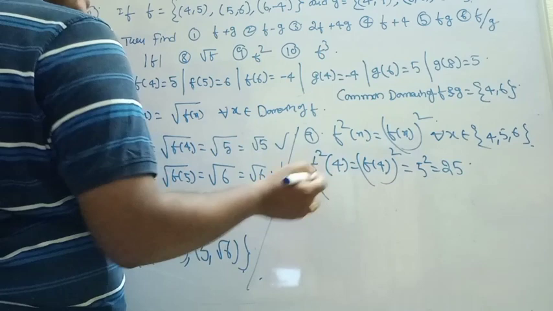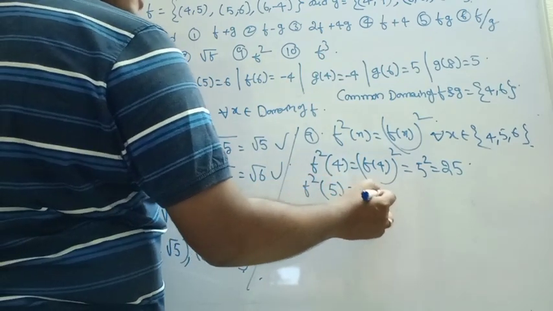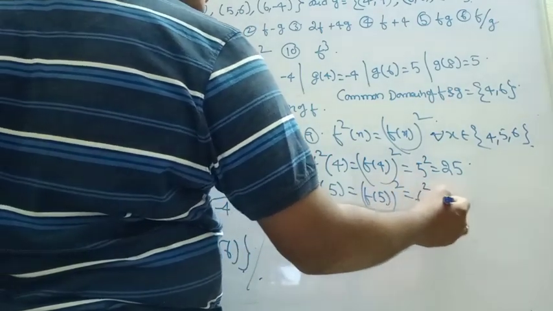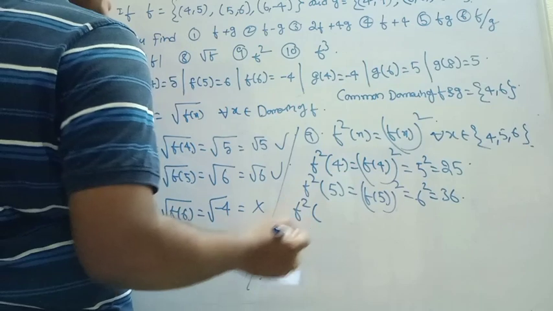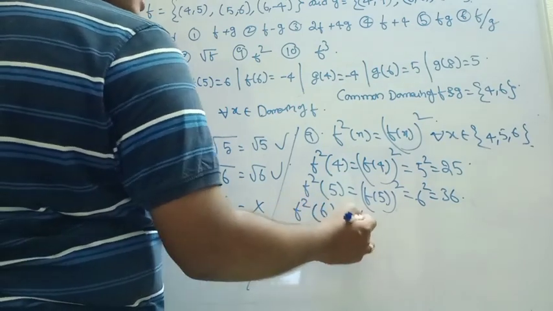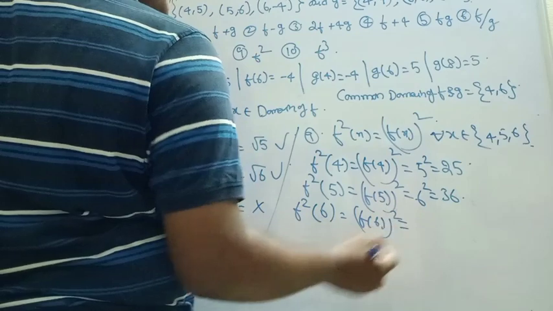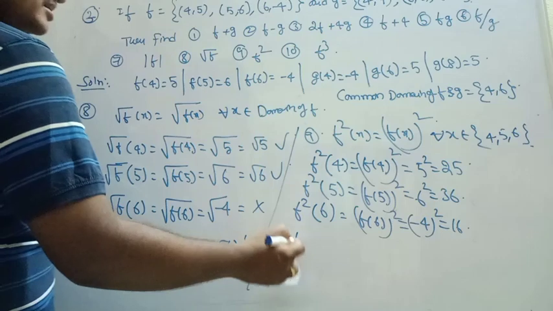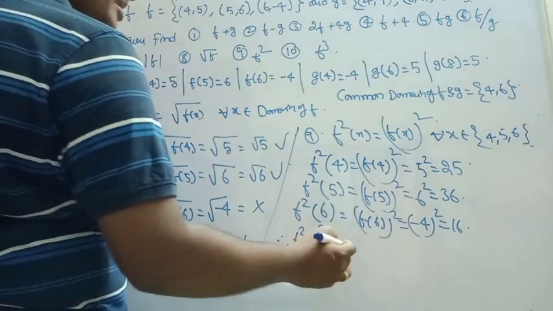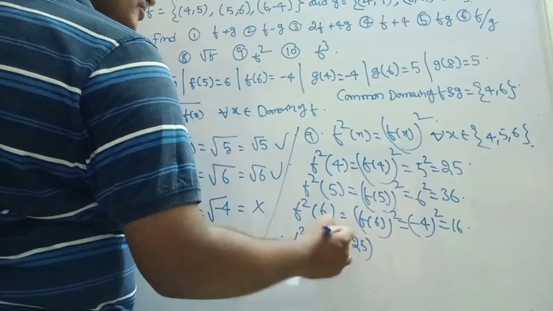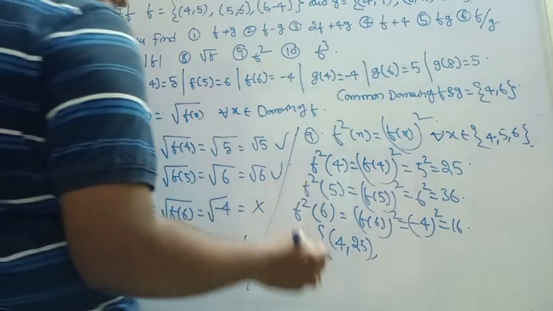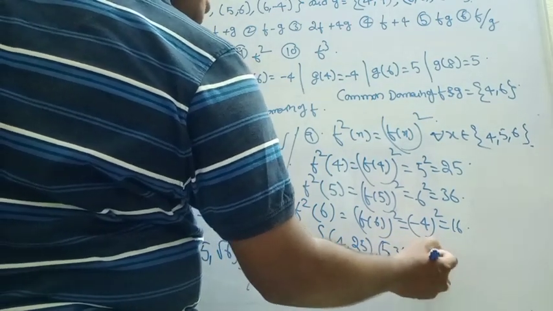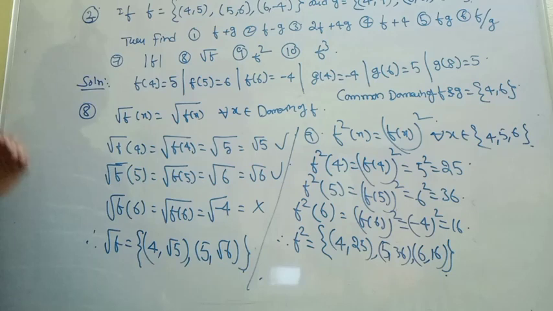F square of 5 is now f of 5 whole square. F of 5 is 6 square now. 6 square means 36. F square of 6 now is f of 6 whole square, that is minus 4 square, that is 16 you have. Therefore f square is equal to, my dear students, 4 comma 25, and 5 comma 36, and 6 comma 16. These are the elements you are having for f square.